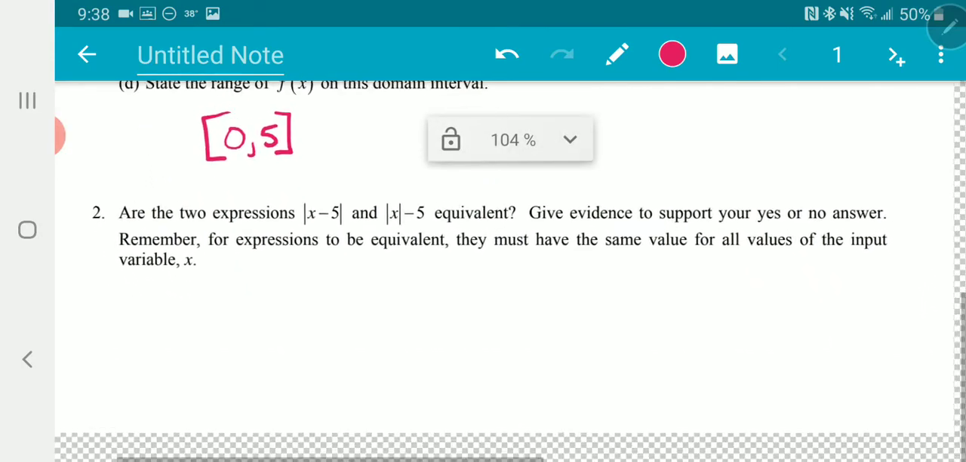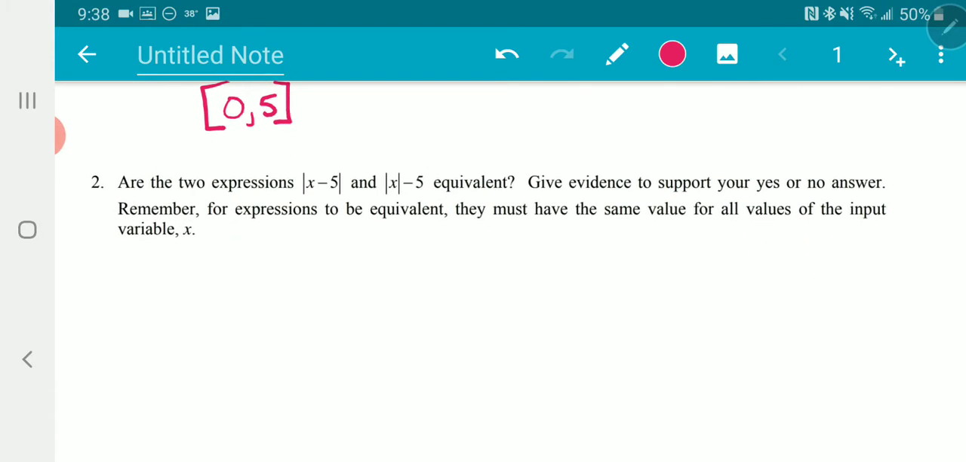And let's go down to number 2. Are the two expressions x minus 5, the absolute value of that, and the absolute value of x minus 5 equivalent? Give evidence to support yes or no. Make sure we give evidence. Okay, remember, for expressions to be equivalent, they must have the same value for all the values of their input. So in order to be the same, every single number you plug in has to result in the same answer. In order to be not the same, you only need to show that one number doesn't work. So sometimes the best way to start this is just try a few easy numbers.